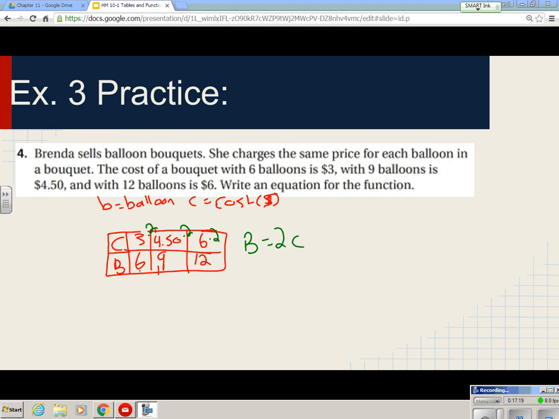Now, I could use this equation later if I wanted to. What if I wanted 24 balloons? What would that cost me? All I have to do is put in 24 for B and figure out the cost. 2 times what gets me 24, which is 12. So I'd have to spend $12 to get 24 balloons.